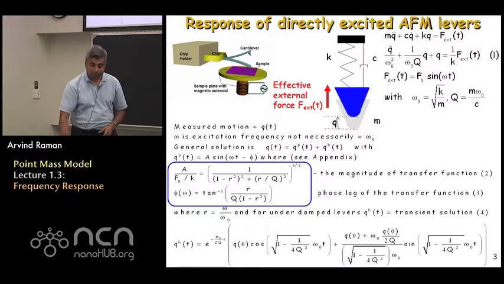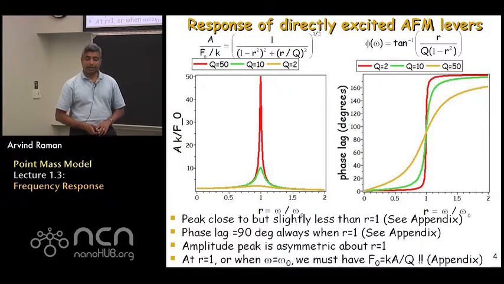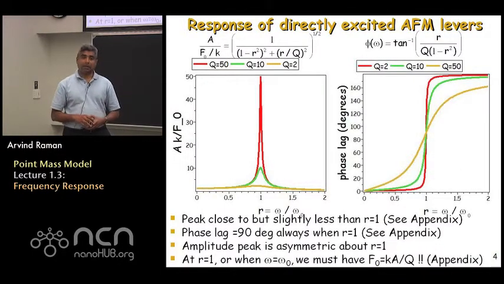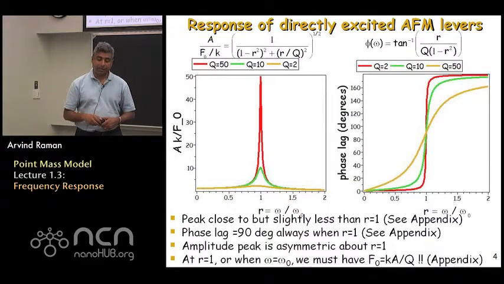So let's take a look at the characteristics of the steady state amplitude and phase of the response of this directly excited probe. On the top left, I've again written the magnitude of the transfer function. Again, transfer function is basically a way of describing the ratio of output of the system to input, right? It's a technical word. I just want to clarify that it's not more than what it states in these equations.